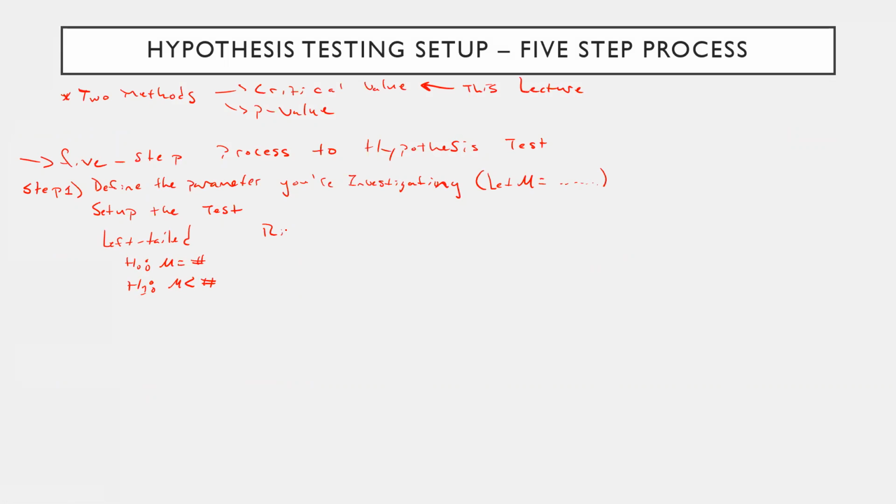And then we're going to have a right-tailed test. You're going to say mu is equal to some number, and you're going to say, hey, wait a second, no way, mu is greater than that number. Or you could have a two-tailed test, where you say mu is equal to some number, and this one will say mu is not equal to some number.